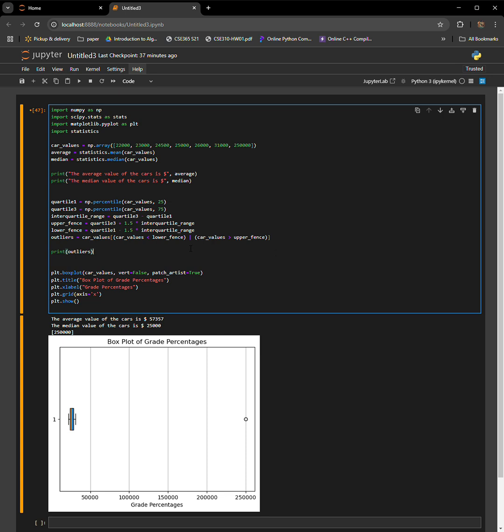Alright, today we're talking about both the mean and median of a data set and what it means if the mean and median are significantly different from each other. So when you have a case of this difference, this most likely means there is an outlier.